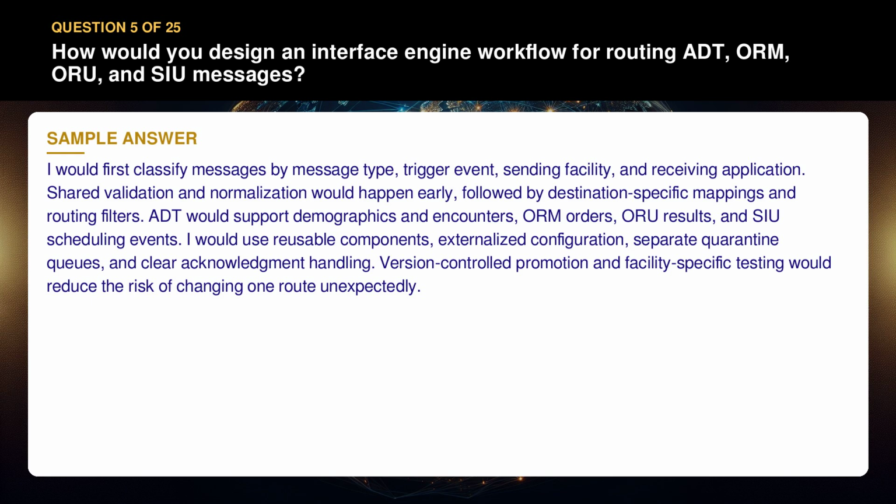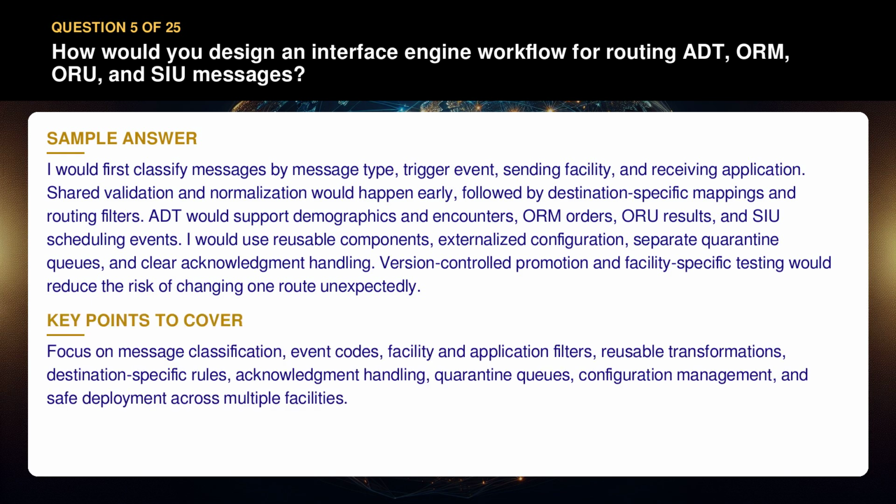I would use reusable components, externalized configuration, separate quarantine queues, and clear acknowledgment handling. Version-controlled promotion and facility-specific testing would reduce the risk of changing one route unexpectedly. Focus on message classification, event codes, facility and application filters, reusable transformations, destination-specific rules, acknowledgment handling, quarantine queues, configuration management, and safe deployment across multiple facilities.